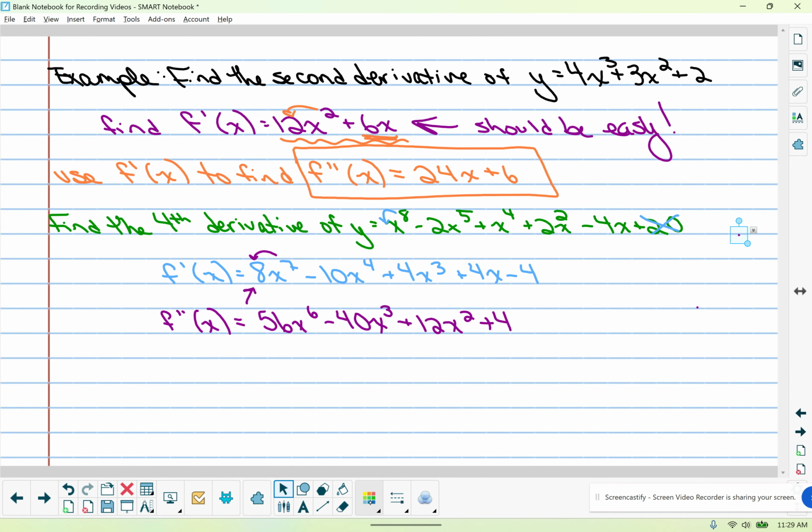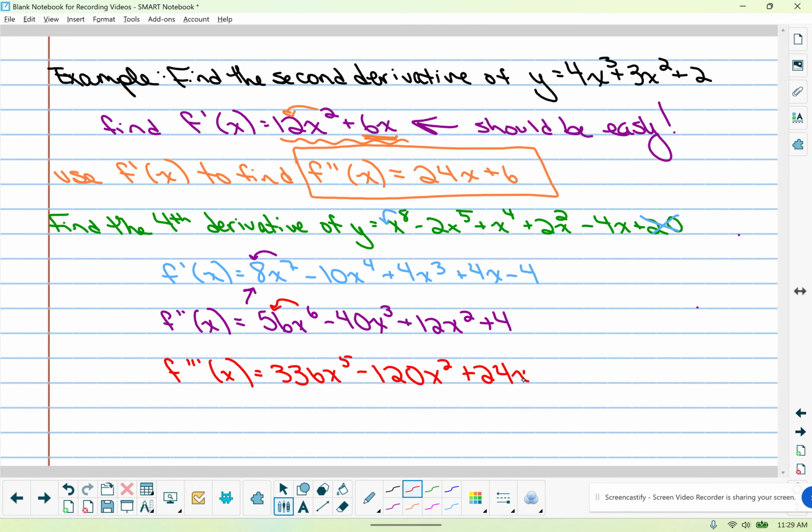There. All right, next one. Let's get red. We'll go f triple prime of x. Now, these, like I said, I already have these multiplied out. So I know that 6 times 56 is 336 x to the fifth, minus 3 times 40 is 120 x to the second, plus 24x. And this one's gone. And then lastly, I have f to the fourth of x.